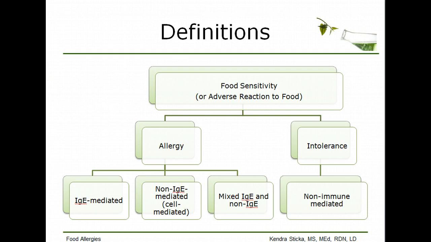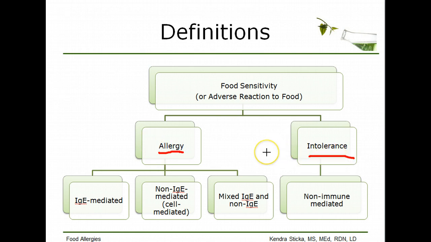So kind of the broad umbrella category is food sensitivity or adverse reaction to food. When we think about food allergies, we kind of use that term, but in reality, there are often food sensitivities which aren't a true allergy. So we'll look a little bit about the difference between the two. Basically, food sensitivities is the broad definition, of which one is food allergy and another is food intolerance. So we have allergies on the left and intolerance over here on the right.